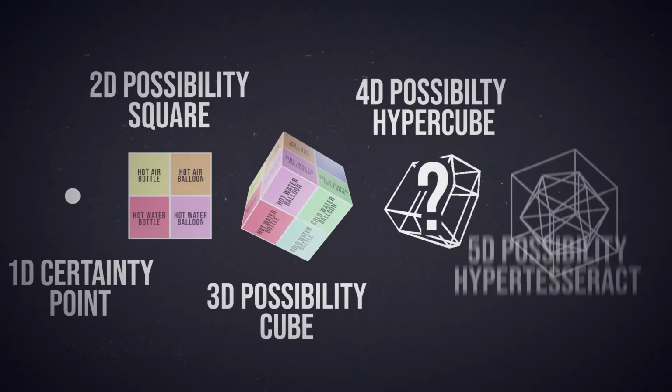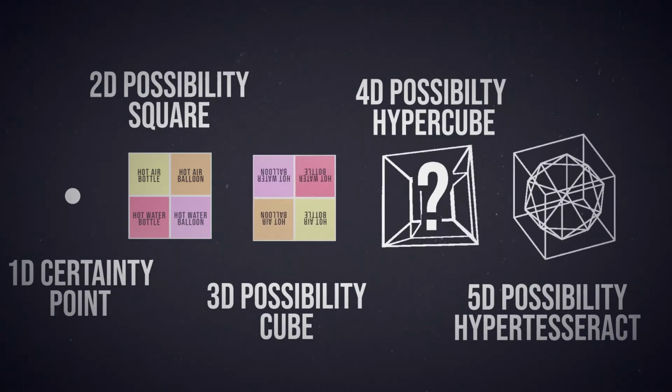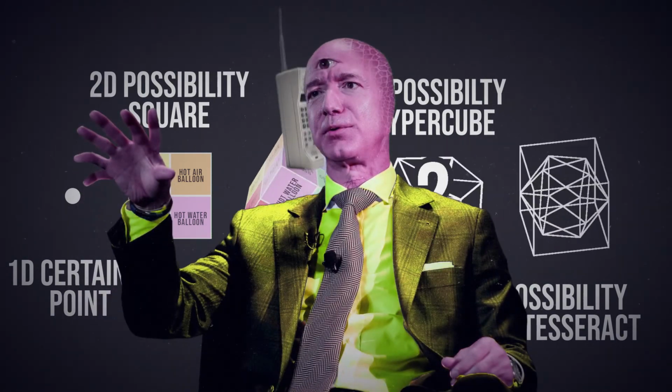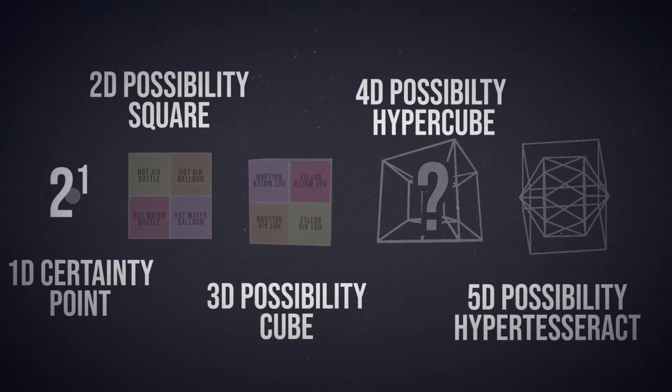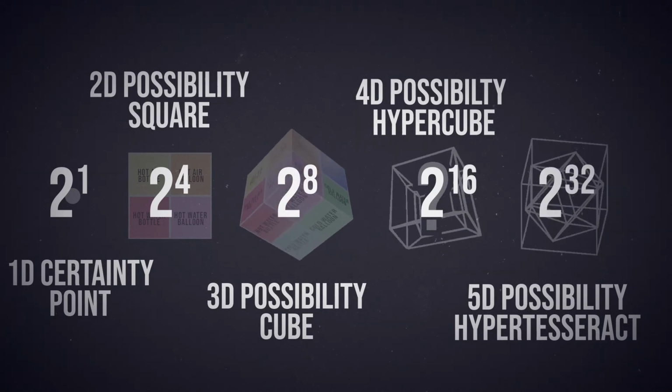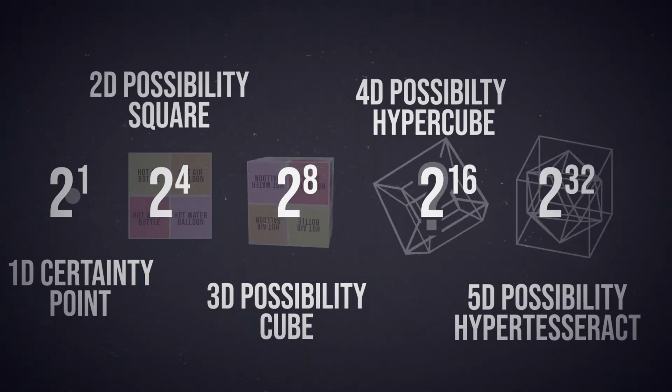Okay, so this possibility hypercube continues to exist in even higher dimensions, but I have no way to show that because I've run out of dimensions that we experience. 9-dimensional Bezos, call me and we'll work something out. Of course, it's pretty simple to understand at this point that with each higher dimension or variable that we add to the hypercube, we effectively multiply the previous dimension's outcomes by 2.